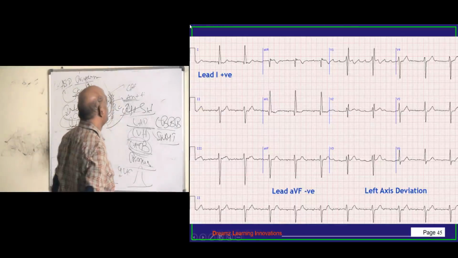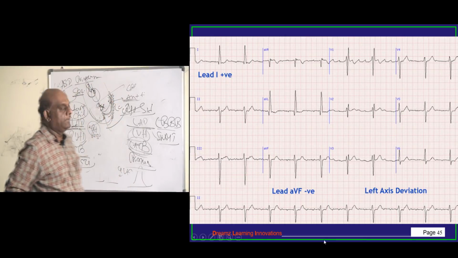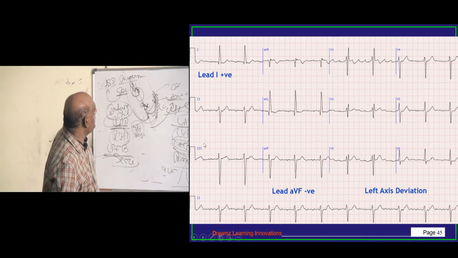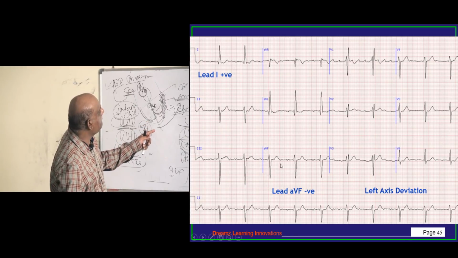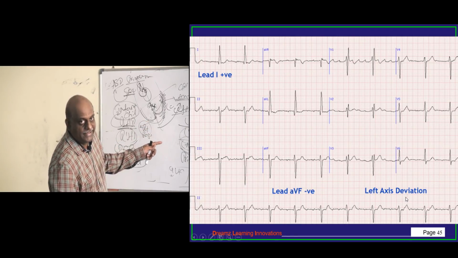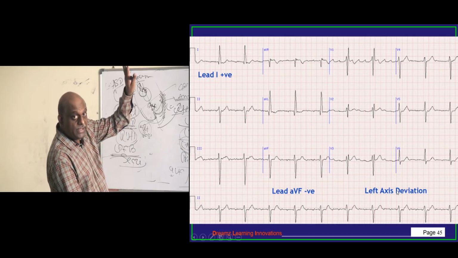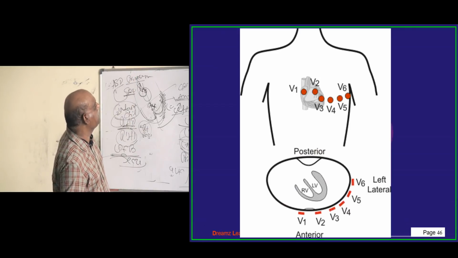Okay, doc. Now you tell me, how is the lead 1? Lead 1 is positive, lead AVF is negative, hence this is looking up, this is looking down. So it is a left axis deviation.